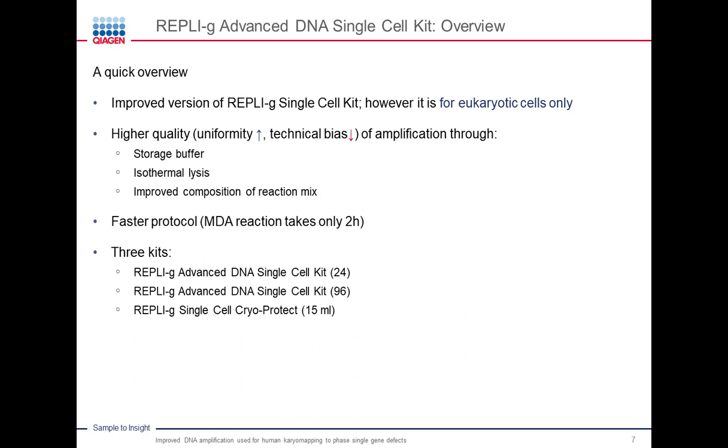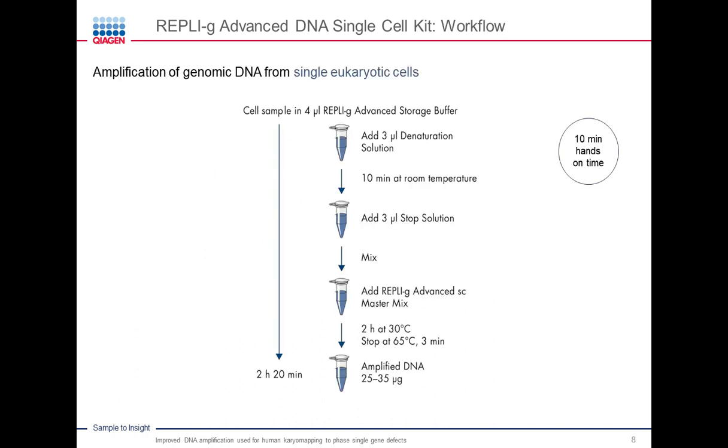We've currently launched 3 different kits. We have a 24 reaction kit and a 96 reaction kit. Within these reaction kits, we have the single cell cryo protect buffer as well as all the reagents. And then we also offer the REPLI-g single cell cryo protect buffer as another standalone product for researchers that will be collecting cells, storing them, and maybe shipping them to another facility to do the amplification and the karyomapping.